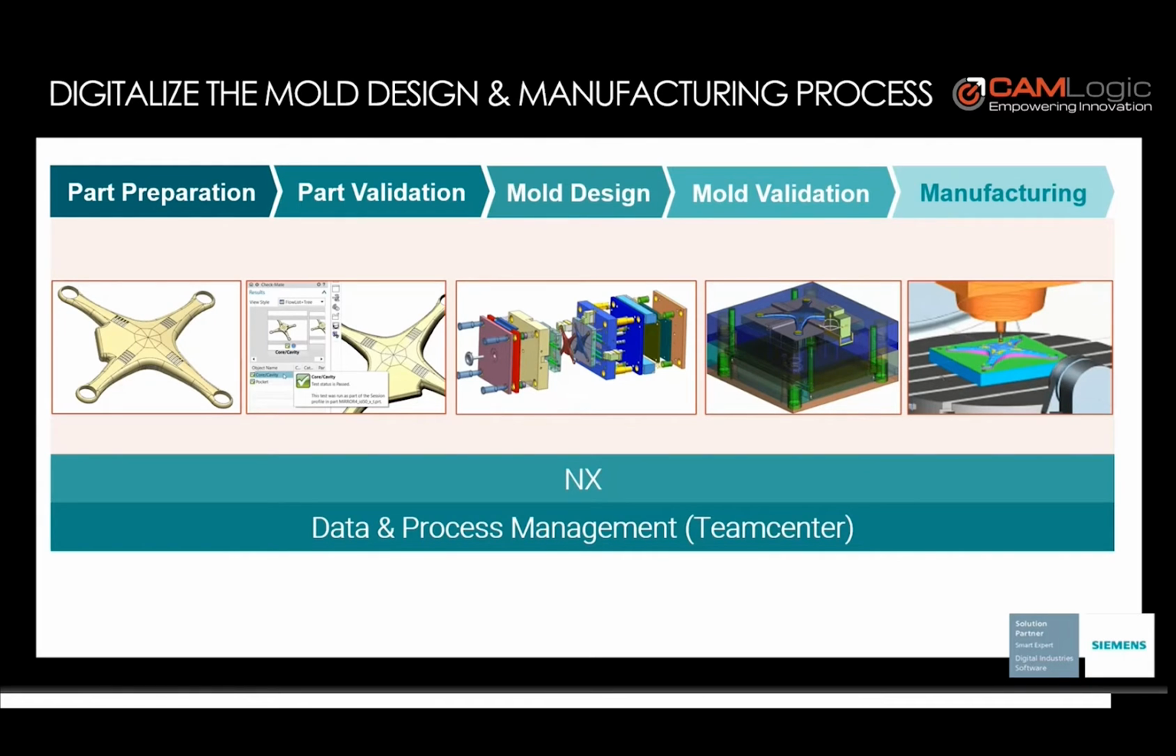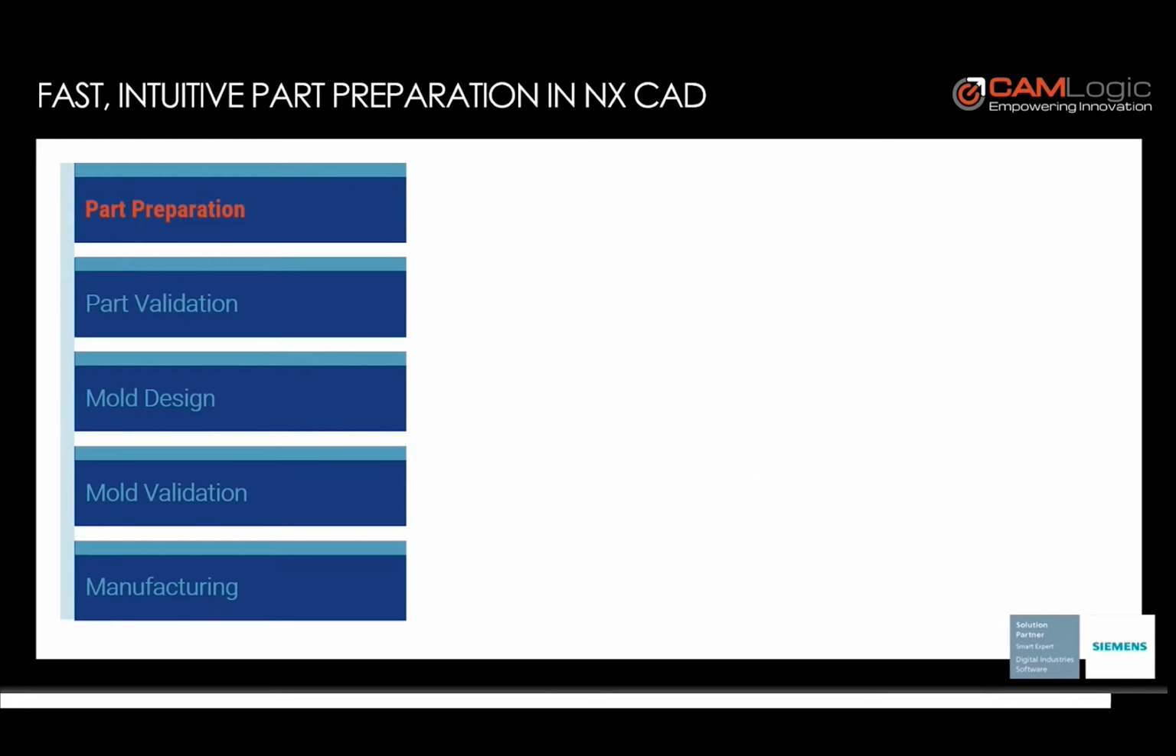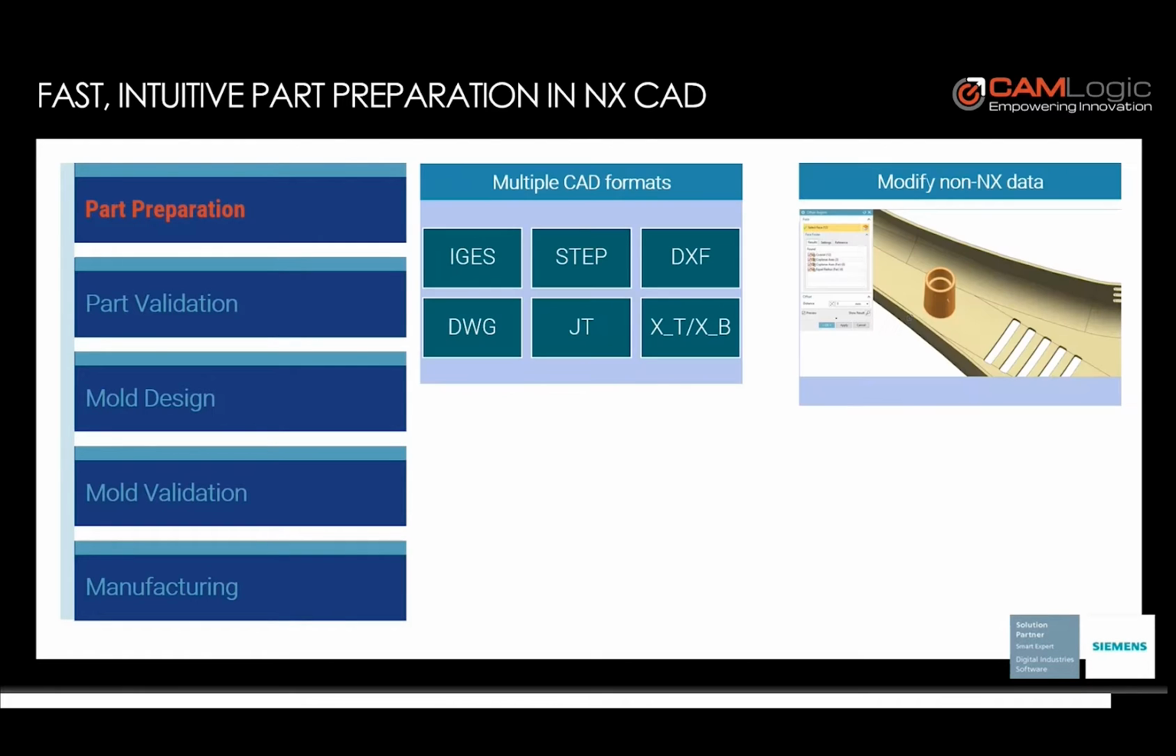So today we're going to be looking at the process for this drone cover. We're going to walk through the different steps. So let's take a look at this. We're going to have part preparation, right? We're going to get something in from our customer. It may be an NX file, but it's probably some piece that needs to be translated. So being able to bring multi-CAD into NX, with all the standard translators: IGES, STEP, DXF, DWG, JT, Parasolid, as well as being able to open up native data from other CAD systems.